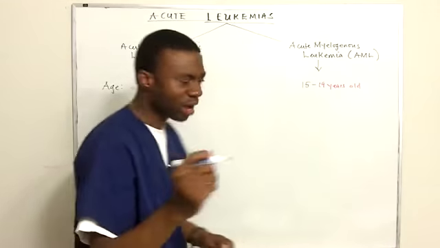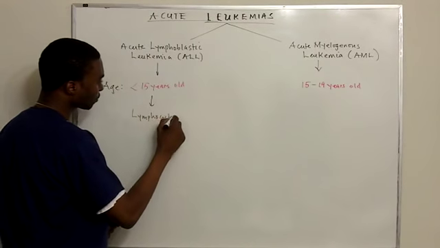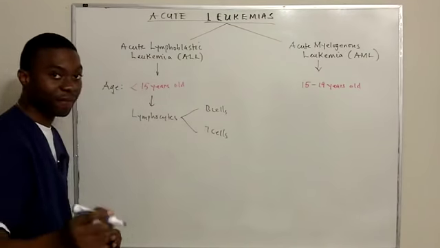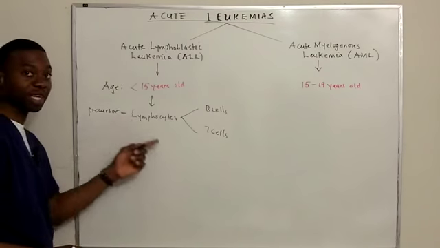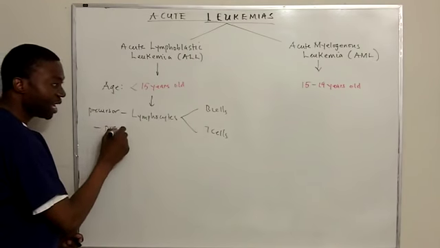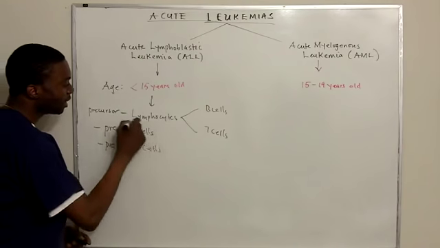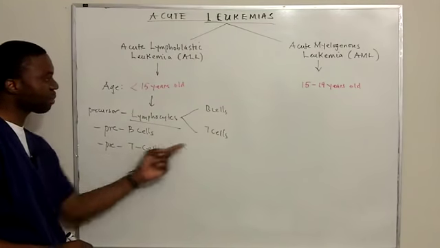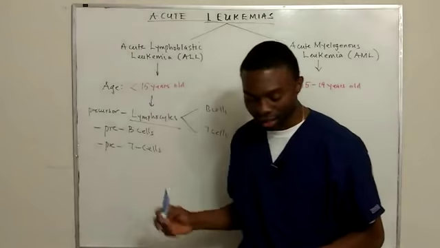What are the lymphocytes? We have B cells and T cells. But because we're going to affect the precursors, which means the cells that are going to be present before we reach the mature B cells, that means it's going to affect the pre-B cells, see that? Or the pre-T cell lymphocytes. That's why we say it's a form of leukemia that affects immature cells, because they're not mature yet. These are the mature guys. These are the immature lymphocytic cell lines.